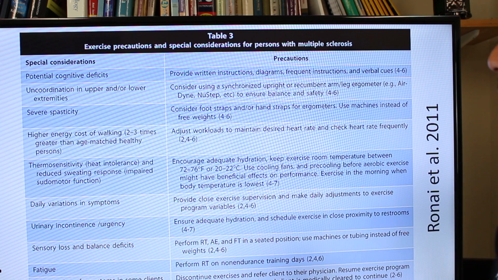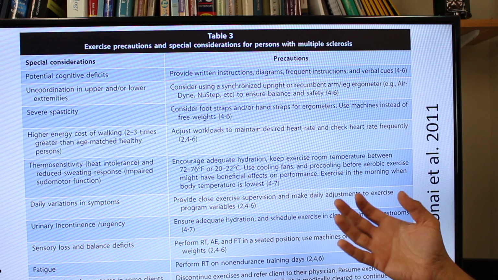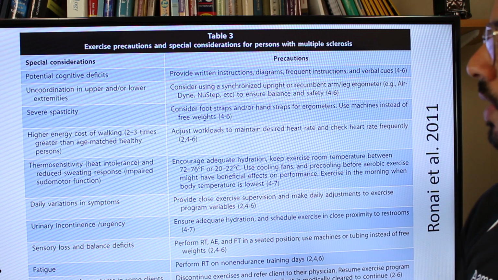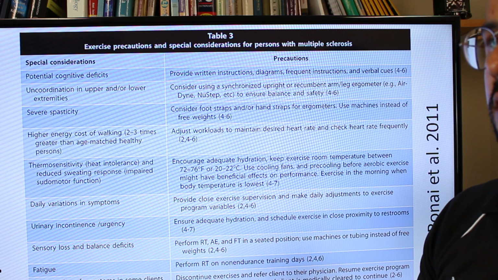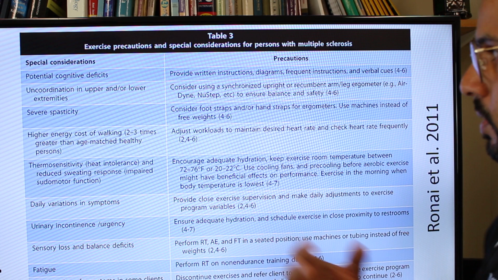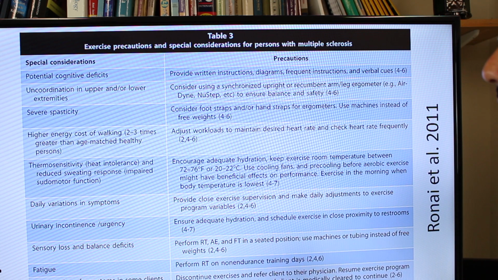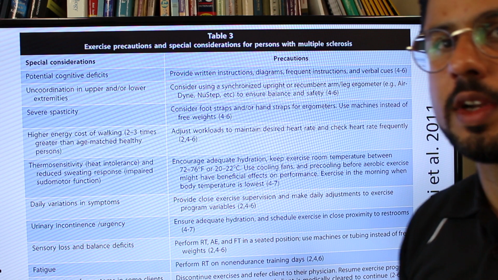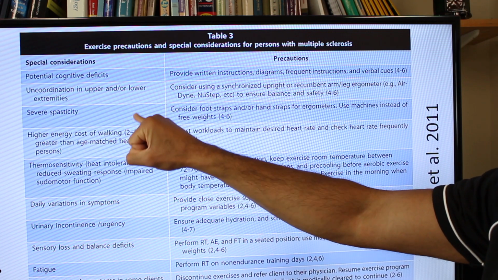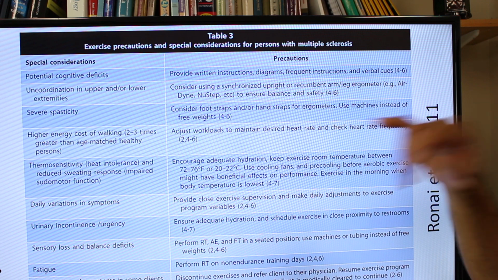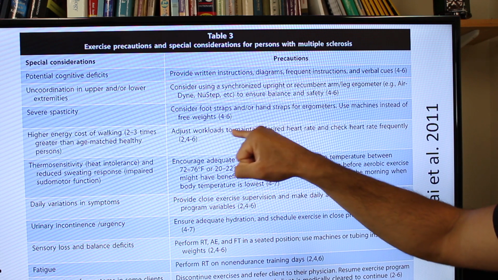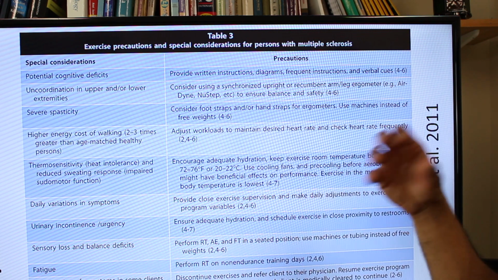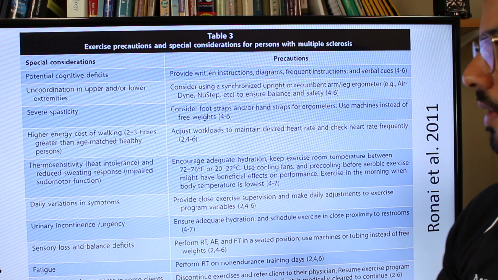Next is incoordination in the upper and the lower extremities, okay? So in patients that have poor coordination, consider using machines that help to coordinate the movement on the patient's behalf. They also mean that the patient doesn't have to balance themselves. The machine will help to support them, which increases safety and reduces risk of injury. Then spasticity, particularly severe spasticity. So again, if you've got patients that are working on cycloergometers or on arm crankometers, do use the foot straps, use the hand straps, and focus on using machines instead of free weights, okay?